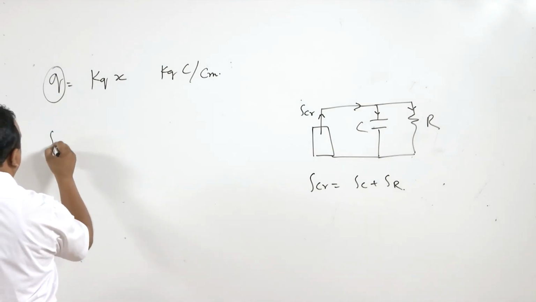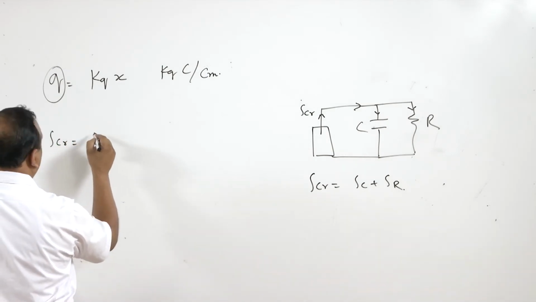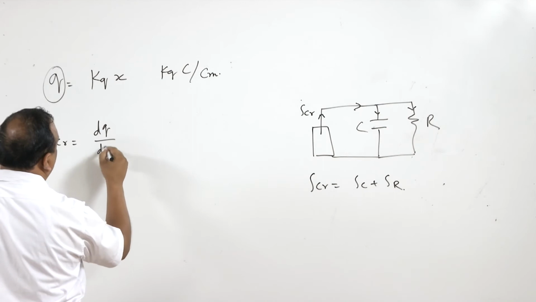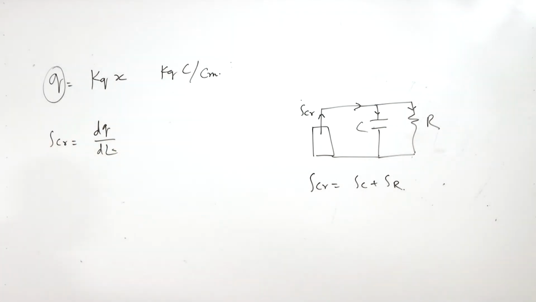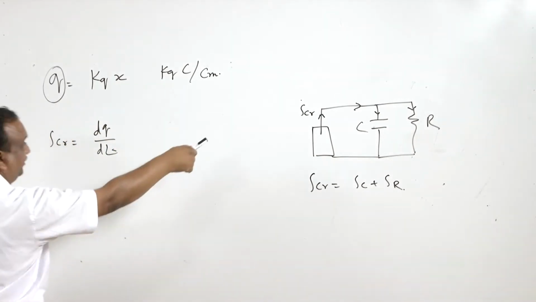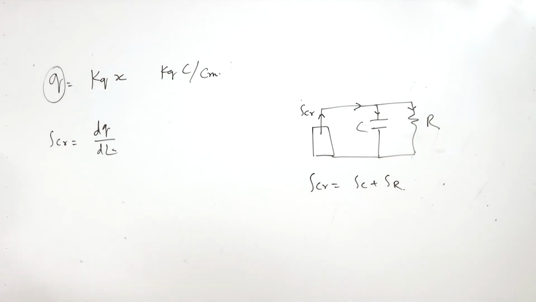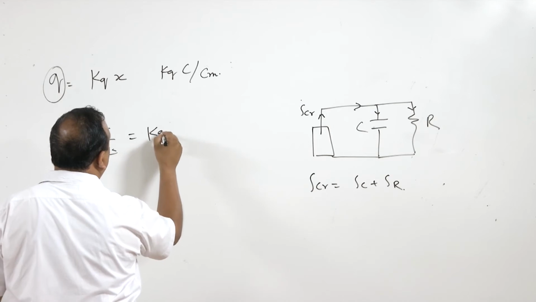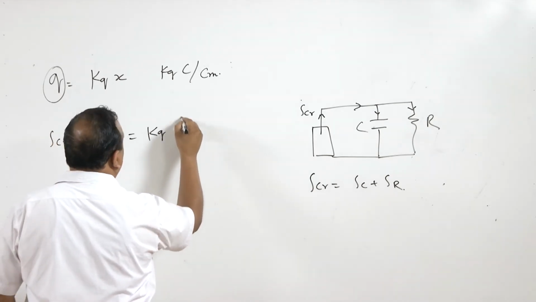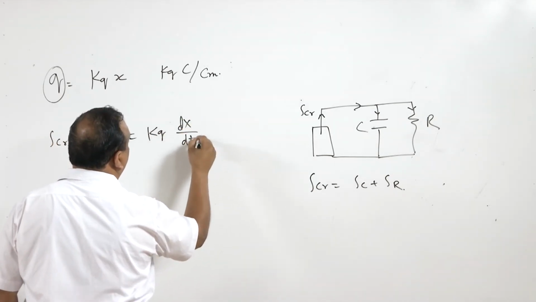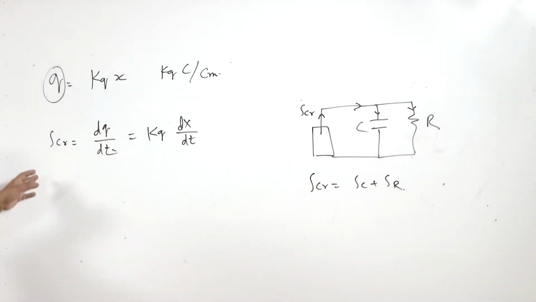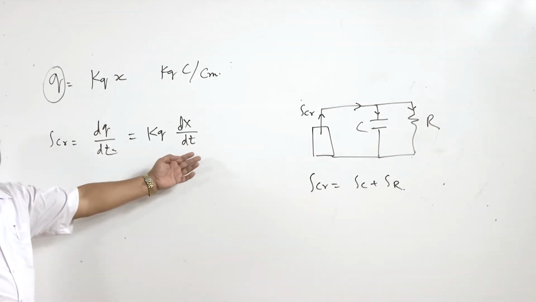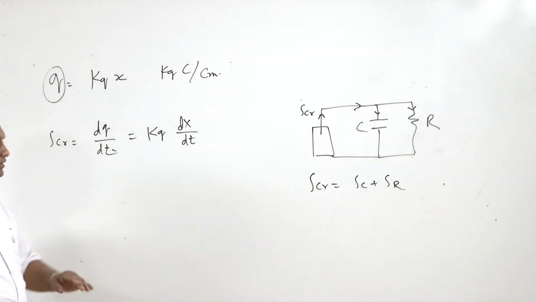Now ICR is equal to dq by dt, this q, because this is a charge which is developed on the crystal. So this dq by dt is nothing but KQ dx by dt. Or current is a function of the rate of change of the displacement, dx by dt.